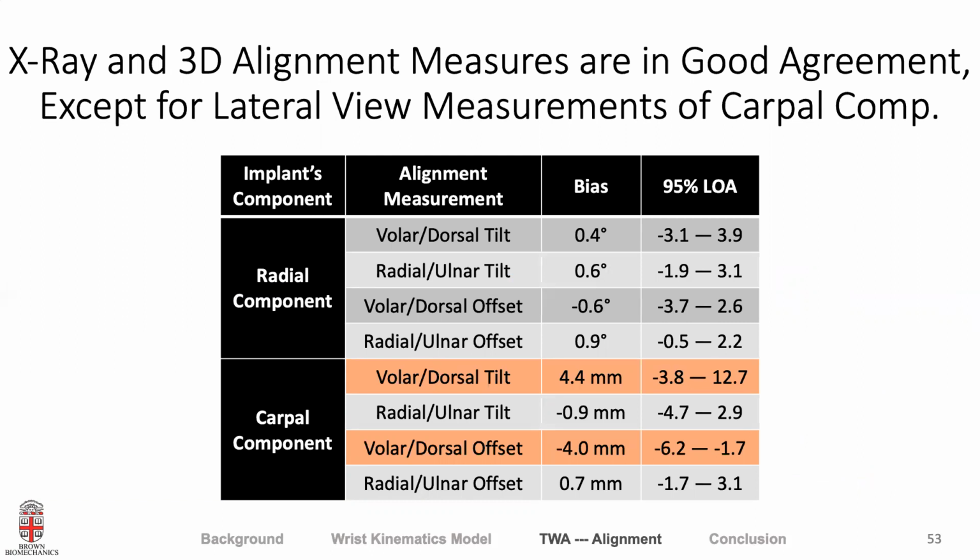We also measured this 3 times. So we had 2 raters, and every rater measured this twice. And we saw intra-rater and inter-rater agreement of more than 0.9, which shows the consistency of this measurement technique.